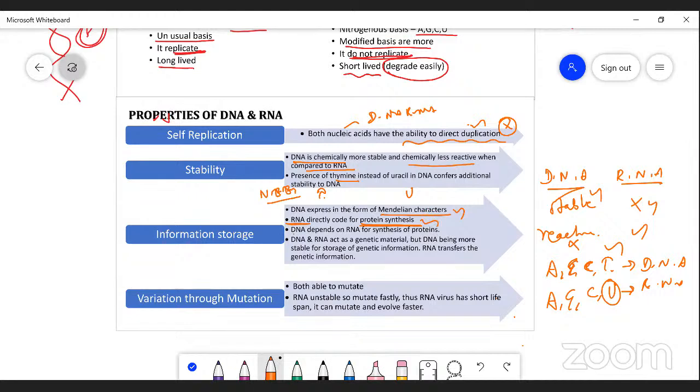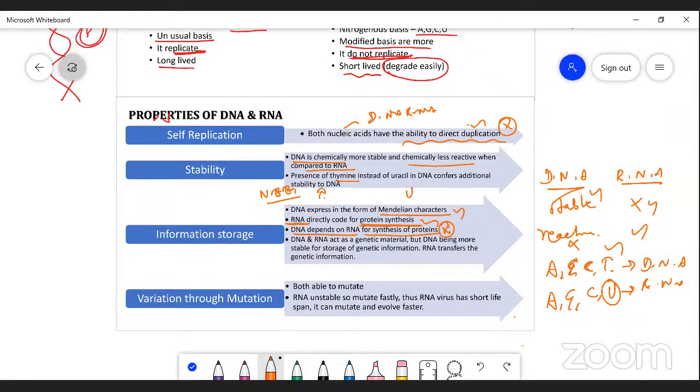DNA depends on RNA. The RNA is directly helpful for the protein synthesis. The DNA is also helpful for the protein synthesis, but it is not doing the function directly. So the DNA depends on the RNA for the synthesis of the protein. So it is also very important. RNA directly codes for the protein synthesis. DNA does not directly contact or do the protein synthesis, so it only depends on the RNA.